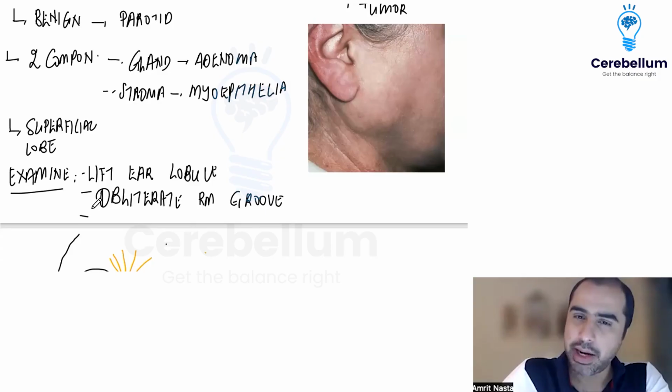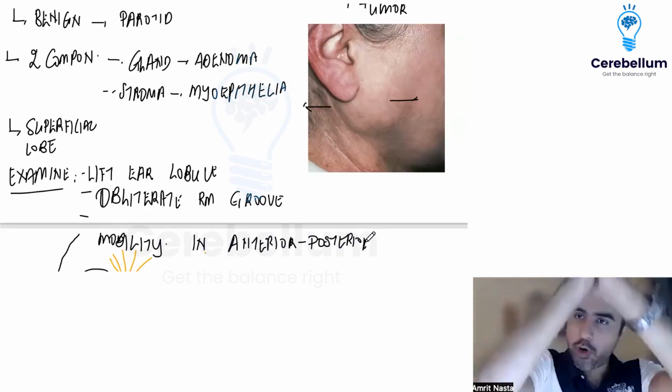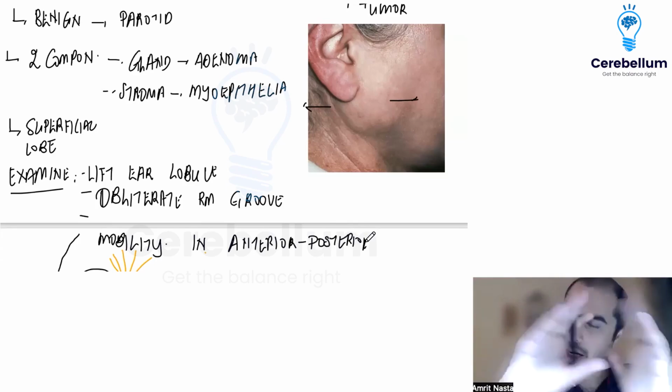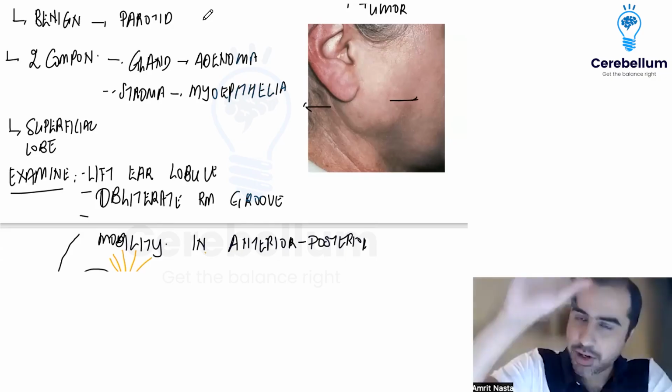And it is mobile in this direction. आगे पीछे move होगा. So it shows mobility front and back. Mobility in anterior to posterior. What is this called? Anterior to posterior mobility. So it will only move ऐसे. It will not move ऊपर नीचे. खाली आगे पीछे जाएगा, ऊपर नीचे नहीं जाएगा. What goes आगे पीछे but not ऊपर नीचे?